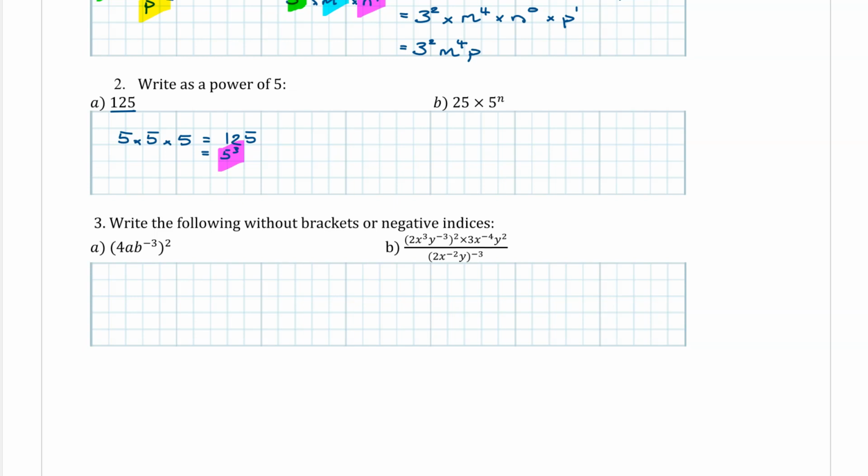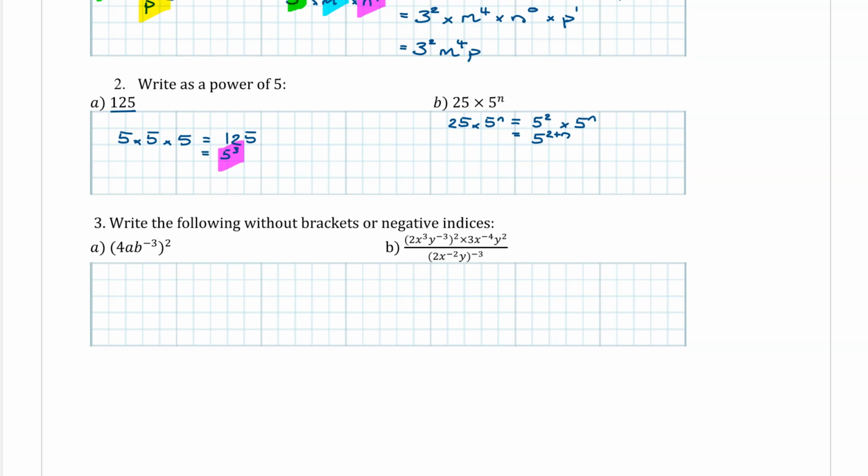Going on, we've got 25 times 5 to the n. If we were going to simplify this expression here, we'll think about how can we rewrite 25 as a power of 5. And what we can say is 25 is the same as writing 5 to the power of 2. Then it's 5 to the n here. So simplifying this expression will be 5 to the 2 plus n, like so.